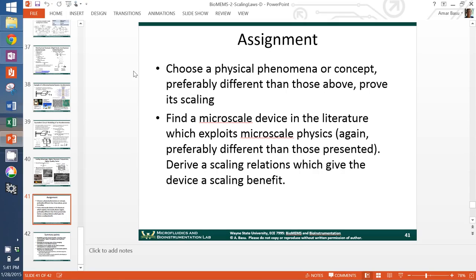If you have an idea and you want to get my feedback on it, I can help you with that. Yes. So on Wednesday, do we have to just give you an idea of what we are thinking about the assignment, or do we have to be done with the assignment by Wednesday? I think by Wednesday we can be done with it. So work on it over this weekend, and you can do this assignment in terms of a PowerPoint. Make a few slides about a physical concept, and then a device which exploits microscale physics. The 2 could be related. Okay?